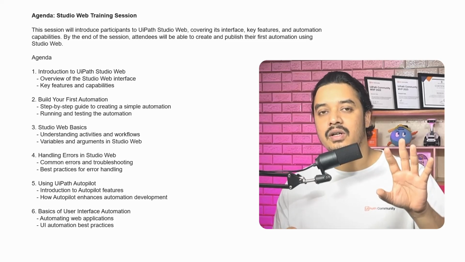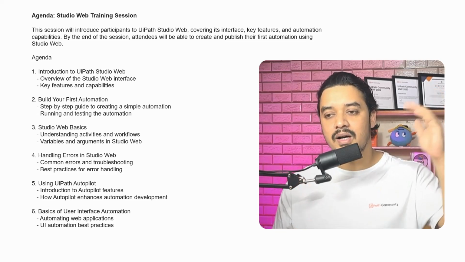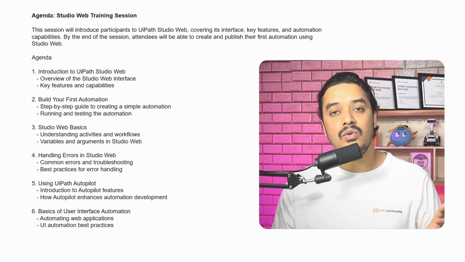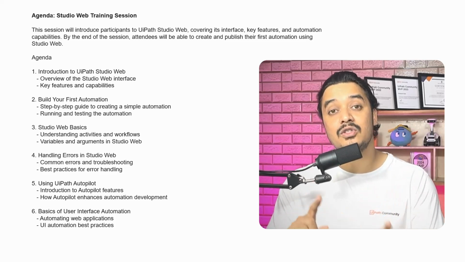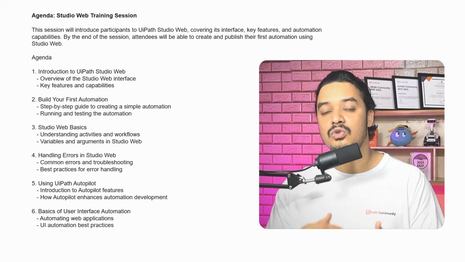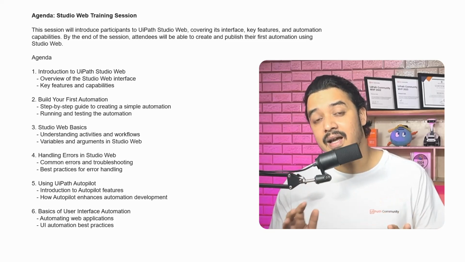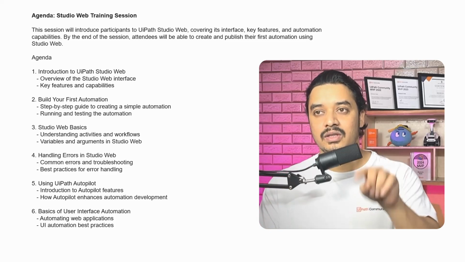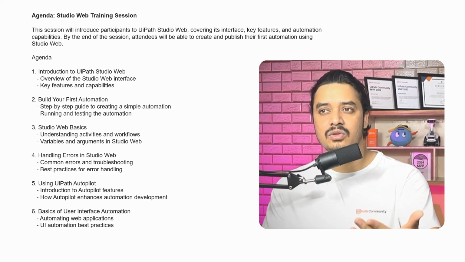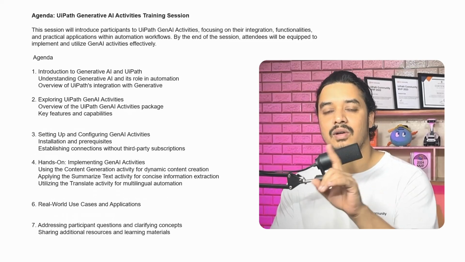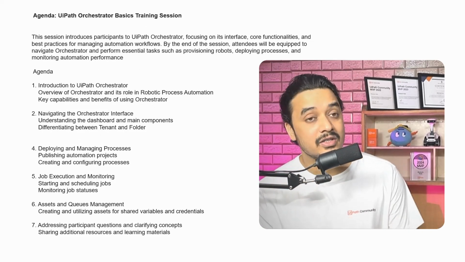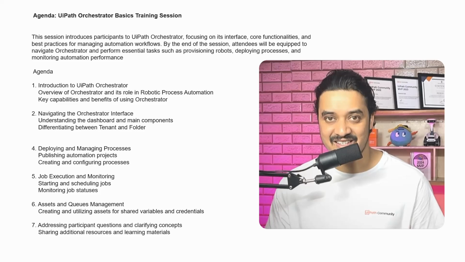We are going to see what variables and arguments are, how you pass the data, and then quickly we are also going to see how I automate the user interface with Studio Web. So whenever I say Studio Web, I simply mean that I can get started with automation without installing anything, right? So this would be the first session. In the next 2 sessions we are going to talk about the UiPath generative AI activities, and the last session would be on the orchestrator basics and the training sessions, right?